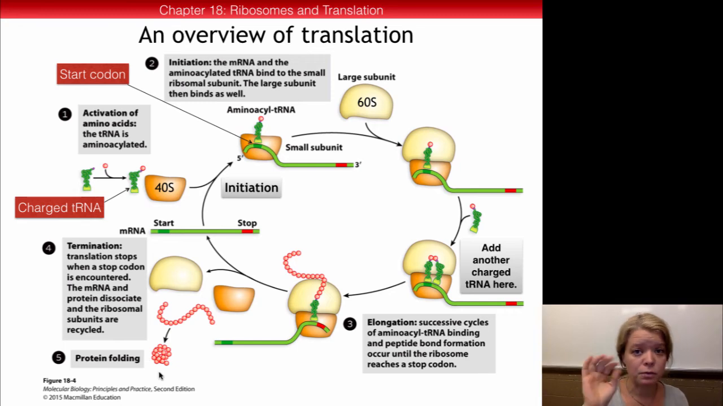Now, the process that we're not covering in this lecture, but hopefully we will cover in the lecture on protein structure next, is the fact that the ribosome just makes the polypeptide chain. It strings the amino acids together. But a polypeptide chain is not fully functional until it's properly folded in the correct three-dimensional shape. And a lot of proteins require assistance with that process as well.